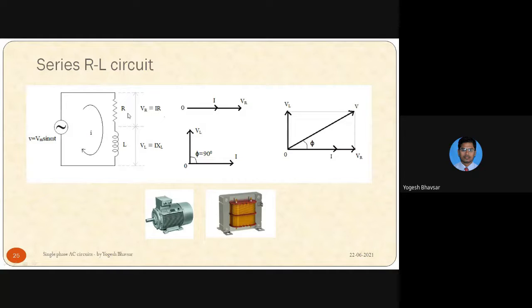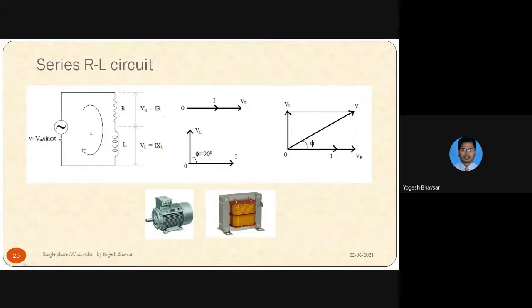Now we know that the voltage across resistance VR is equal to I into R by Ohm's law. And voltage across inductance VL is equal to I into XL. In the purely resistive circuit, V is equal to IR, where R is the opposition. In the purely inductive circuit, XL is the opposition. So we can consider VL is equal to I into XL. Right? So these are the voltage drops.